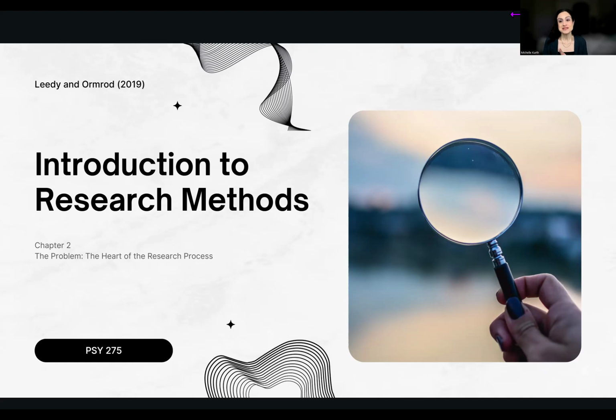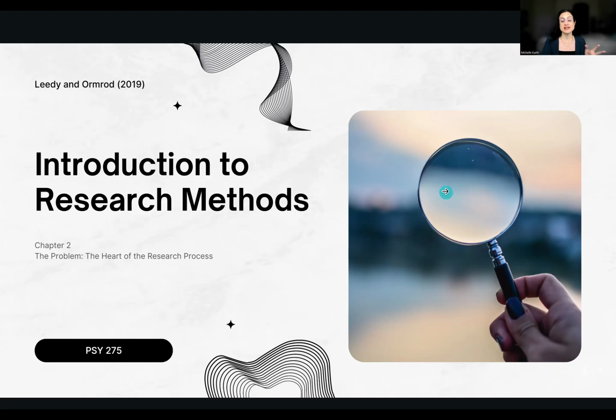The second chapter of this textbook talks about really the heart of the research process. And the heart of any research process is understanding what the problem is that needs to be investigated. If you don't have a good grasp on that, it is really hard to align everything that needs to be done in an effective research study. So this is really the key, and again, the heart of any research process.